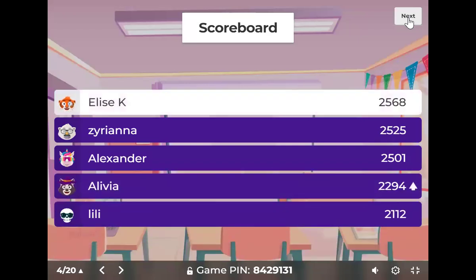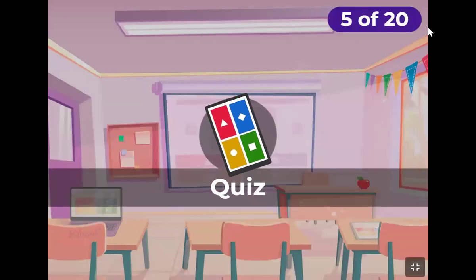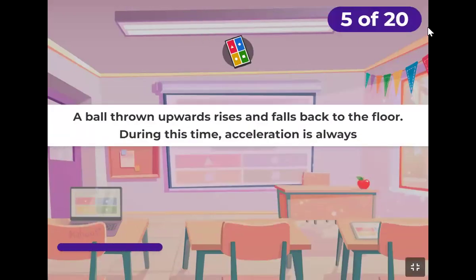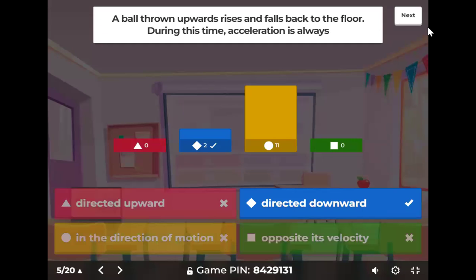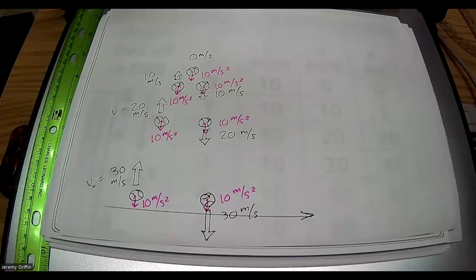We got Lily, Olivia, Alexander, Zariana, Elise. A ball thrown upward rises and falls back to the floor. During this time, acceleration is always... Guys, which way does gravity pull? Downward. Let's look at this again.